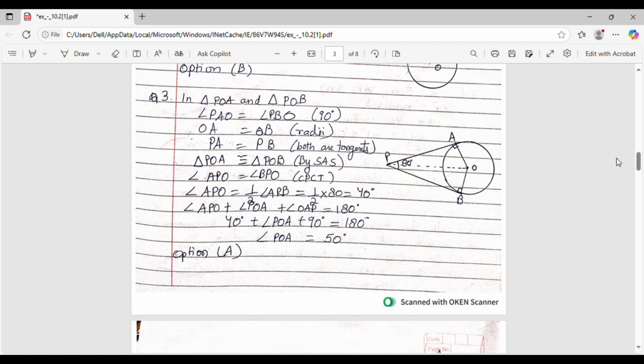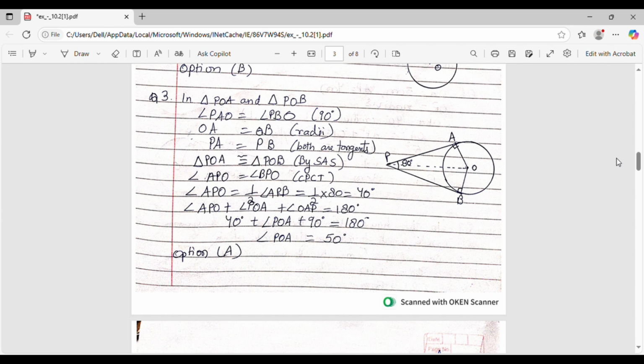So triangle POA is congruent to triangle POB by SAS. Angle APO is equal to angle BPO by CPCT. Angle APO is equal to half of angle APB, which is 40 degree. So in triangle AOP, angle APO plus angle POA plus angle OAP is 180 degree by angle sum property. So by solving this, we will get angle POA as 50 degree. So option A is the correct answer for this question.